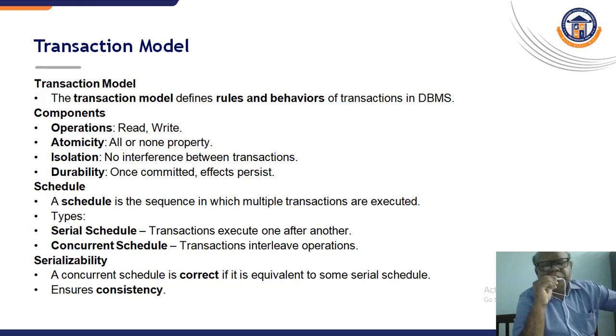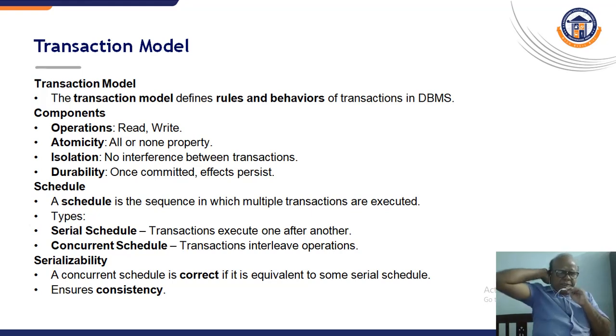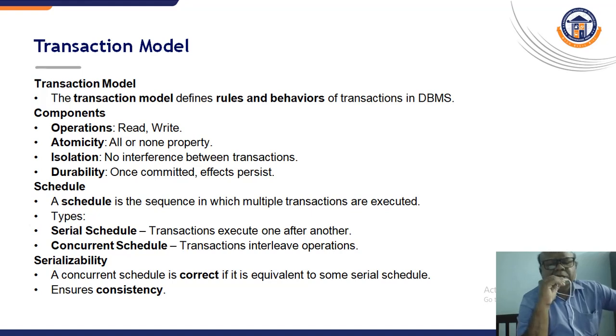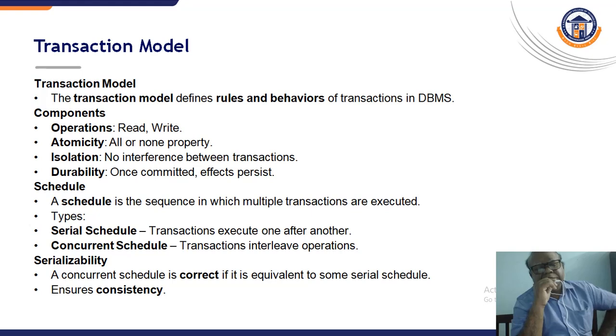Schedule: a schedule is the sequence in which multiple transactions are executed. Example, you can see the types: serial schedule and concurrent schedule. Transactions executing one after another is called a serial schedule. In a concurrent schedule, transactions interleave operations, both are done. First, transaction A's schedule will be done, and transaction B's schedule will also be started. That is called interleaving. That is called a concurrent schedule.